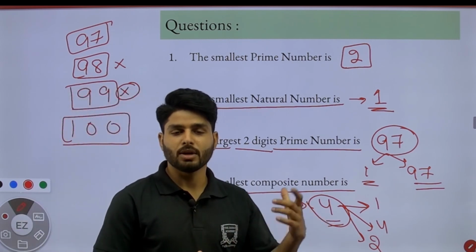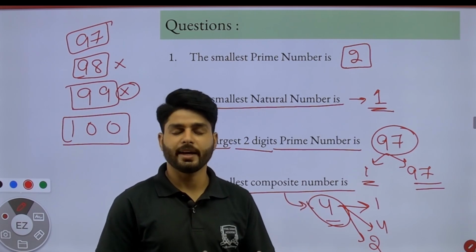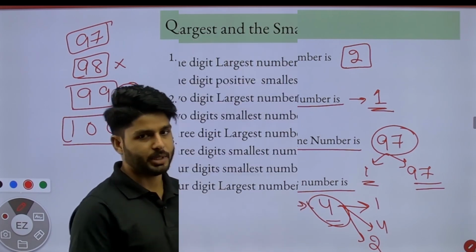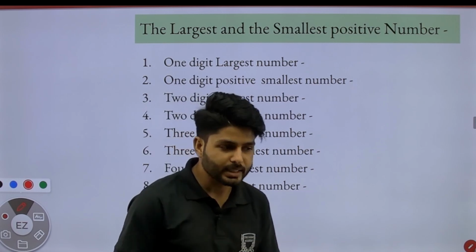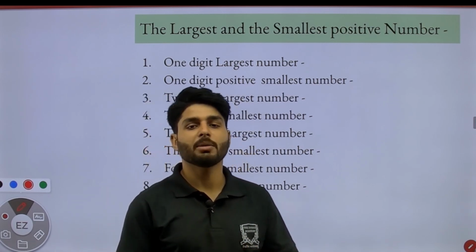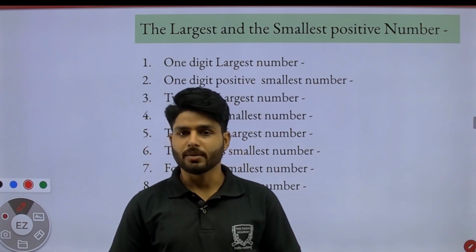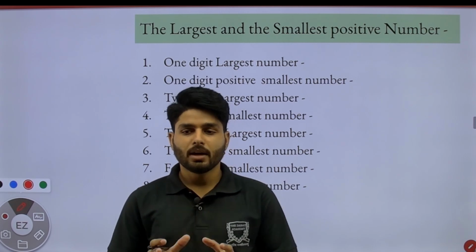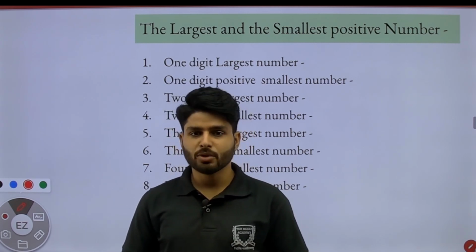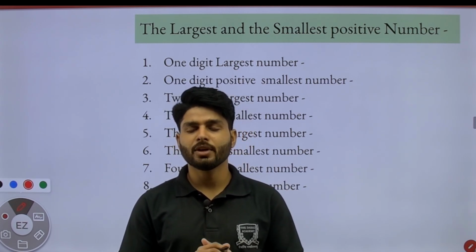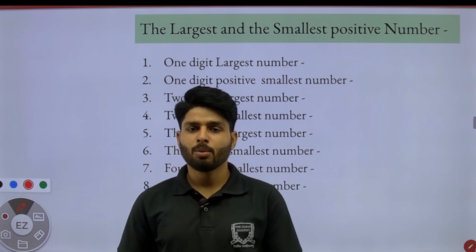I hope you understood these number classifications and also the smallest and the largest numbers. Okay, now we have the largest and the smallest positive number. The counting number starts from 1. If we talk about the positive, we all know 0 is neither positive nor negative, so we don't consider 0 in positive numbers.